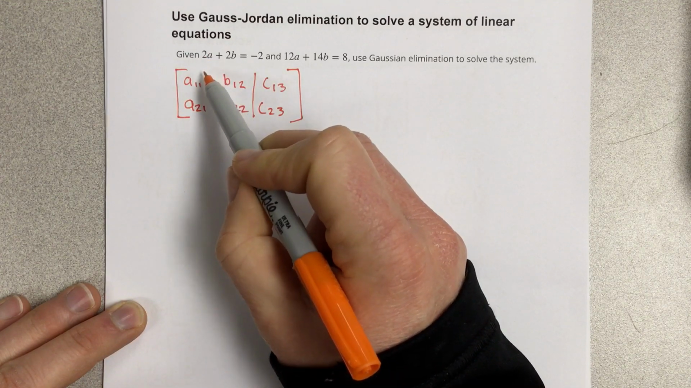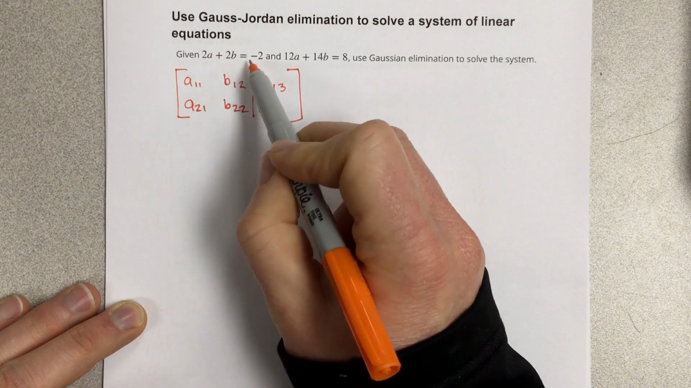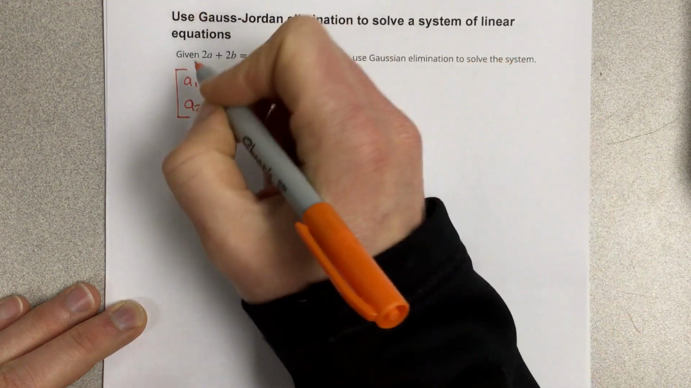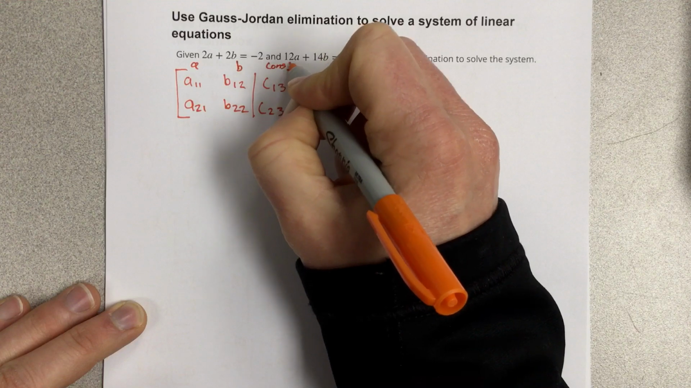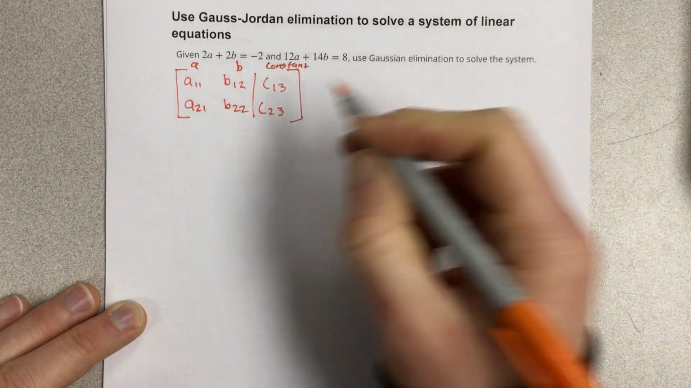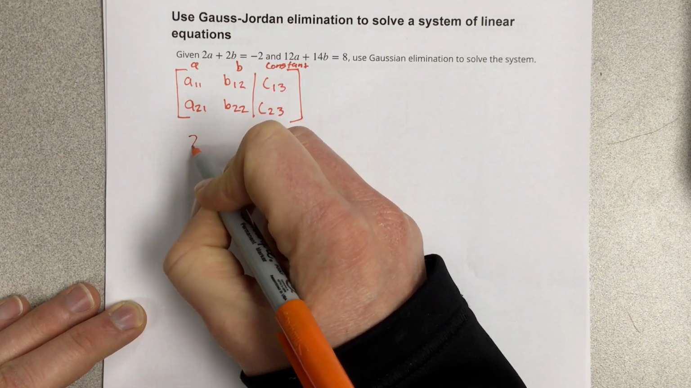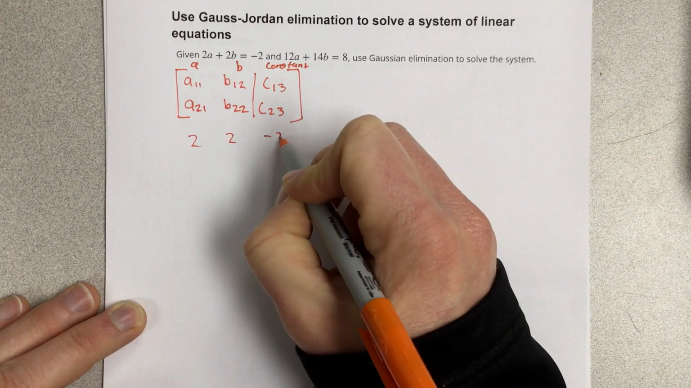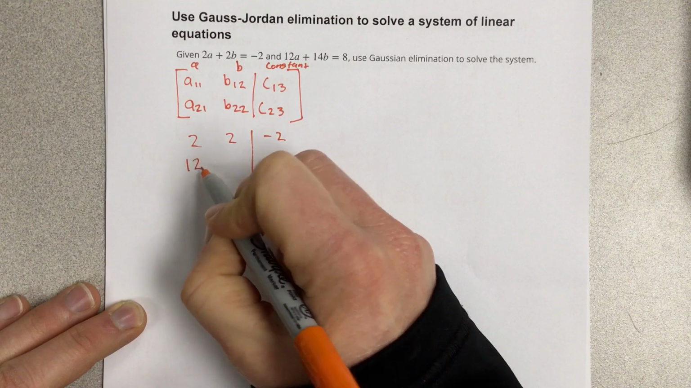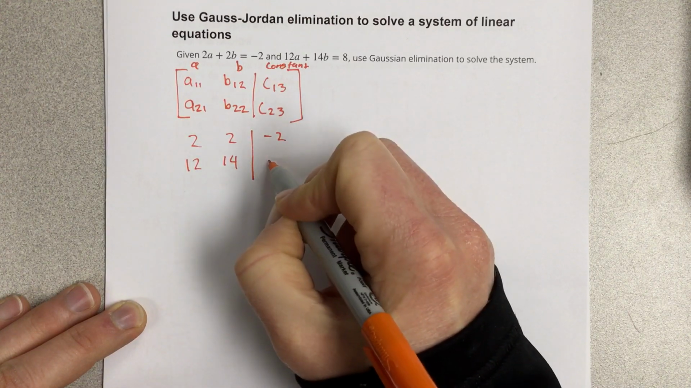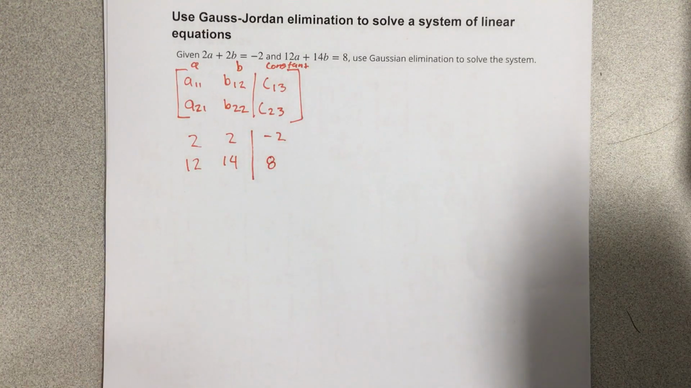So in our top equation, we'll have 2, 2, and -2 there. This is the A column, the B column, and the constant column. So we get 2, 2, and -2. And then on the bottom, we're going to get 12, 14, and 8.